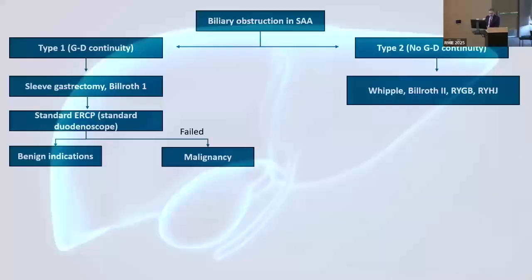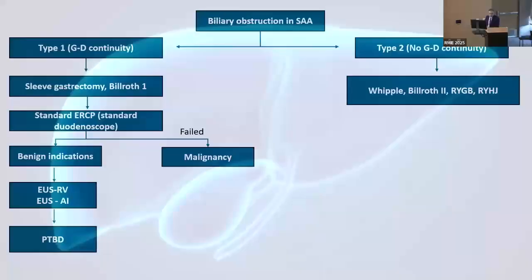If you fail, it depends on whether or not you've got an underlying benign indication or malignancy, because that just alters the approach slightly. With regards to benign indication, you really don't want to create a permanent, abnormal fistulous tract. So the EUS rendezvous technique or the anterograde interventional technique is probably the next line. And if that fails, one would go down the percutaneous transhepatic biliary drainage route.